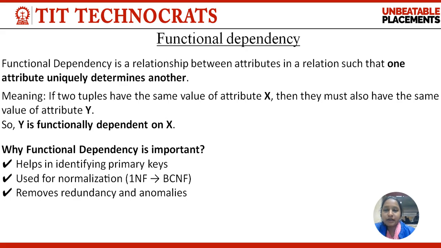Next is functional dependency. Functional dependency is the backbone of normalization. It states that if attribute X uniquely determines attribute Y, then Y is functionally dependent on X. For example, student name is dependent on the roll number.